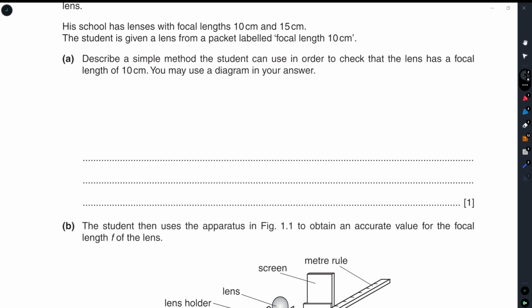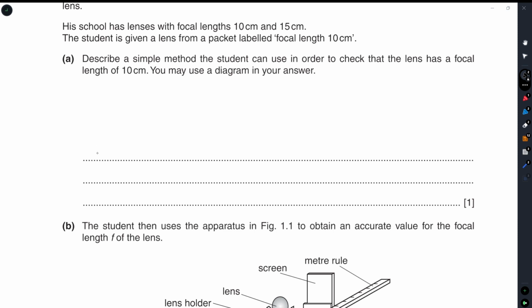So we will have a screen. You have a screen and you move the screen slightly forward and backward to make sure that you get a sharp image, and wherever you get the sharp image, the distance between the lens and the screen at that point will be the focal length. So that's essentially the idea. And that's exactly what we are going to do over here as well.